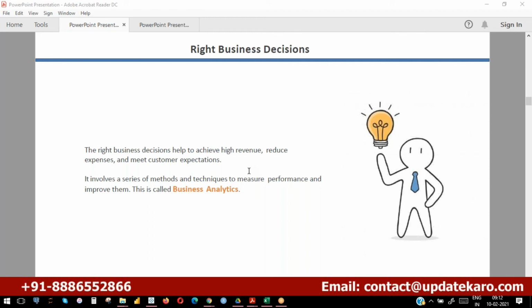So for high revenues, you should increase your sales, reduce your expenses, and meet customer satisfaction. By the introduction of the new product, if the customers are not at all satisfied, they are not going to buy your product, right? Then this decision of introducing the new Coke, was this a right business decision?